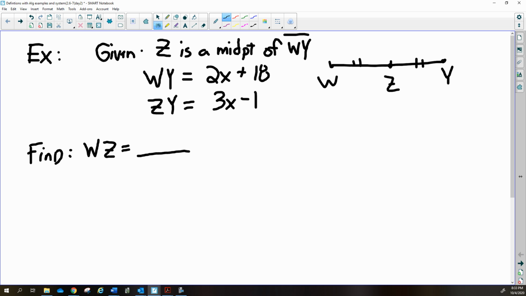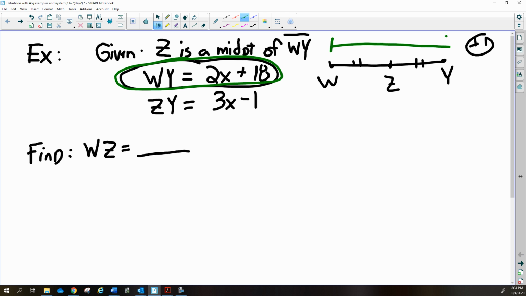So we have our picture that we drew. In the next setup right here, it told us that WY has a length of 2x plus 18. Now, WY is the length of this whole thing right here. And then we look at YZ. Well, YZ has a length right here of 3x minus 1.